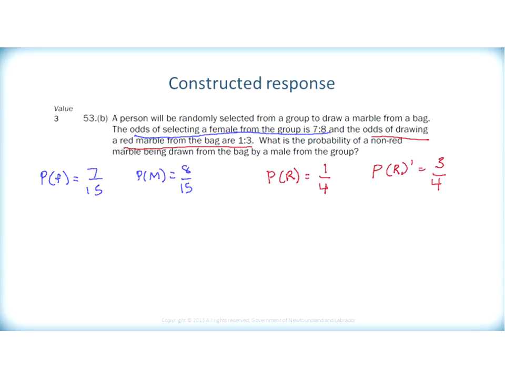What is the probability of a non-red marble being drawn by a male in the group? And so we want to know the probability of a male, which is 8 over 15, and non-red, which is 3 over 4. And this would give us 2 over 5, which equals 40% again.